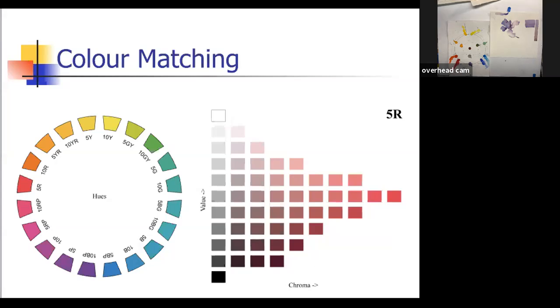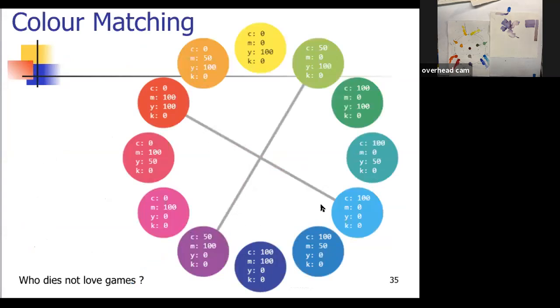So we're going to do this little color matching exercise. These are cyan, magenta, and process yellow. This high chroma green is a combination of 100% cyan and 100% yellow. This violet is a combination of 100% cyan and 100% magenta. And the orange, 100% magenta and 100% yellow. And no black. So we're going to play this little game.